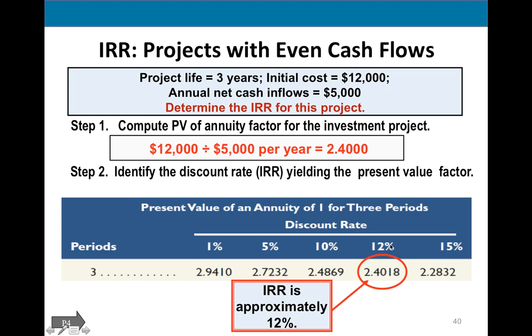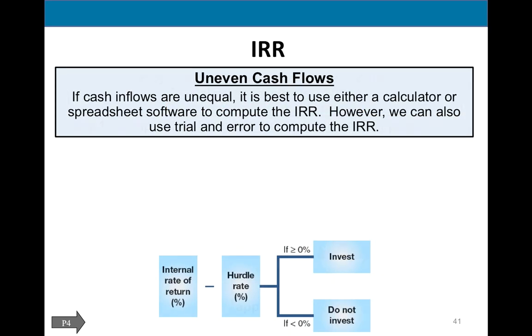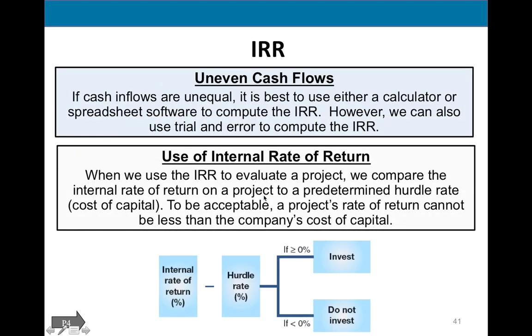Then we have to look at the company's required rate of return or hurdle rate. It's not given here, but usually in the problem they will say, if the company's hurdle rate is 10%, this is a good investment because my IRR is higher. If your required rate of return or hurdle rate is higher than IRR, that's not a good investment. So look at these two steps. And again, as I mentioned, for uneven cash flows, we have to use either a financial calculator or a spreadsheet.